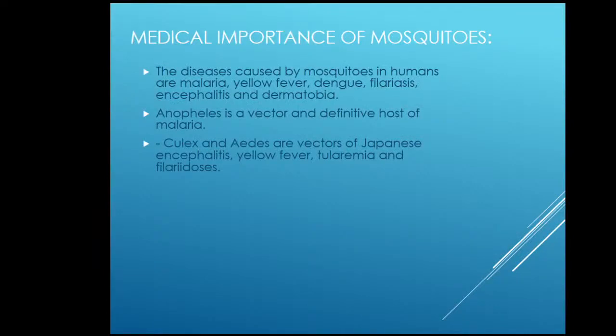The mosquitoes, as blood-sucking insects, have a very high medical importance. The mosquitoes are vectors for causative agents of malaria, yellow fever, dengue fever, filariasis, encephalitis, and dermatobia. So, the female of mosquito Anopheles is vector and final host for Plasmodium. Plasmodium, as you remember, is the causative agent of malaria. Culex and Aedes are vectors for Japanese encephalitis, yellow fever, tularemia, and filariasis.